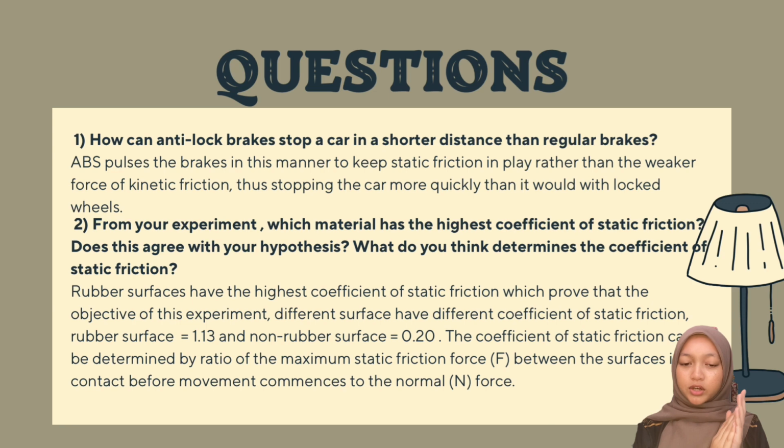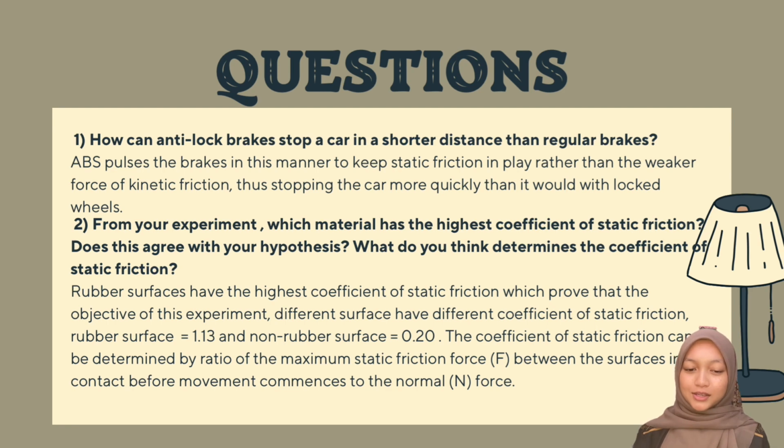Okay, we move to the question part. Question 1. How can anti-lock brakes stop a car in a shorter distance than regular brakes? So the answer is, ABS pulls the brake in a manner to keep static friction in play rather than the weaker force of kinetic friction, thus stopping the car more quickly than it would with locked wheels.